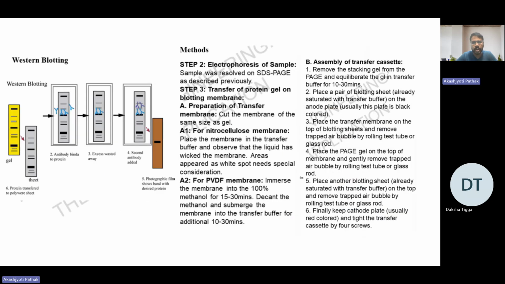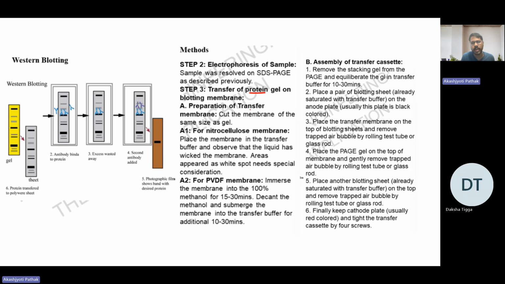Step one is sample preparation. Step two is electrophoresis. So why will you do an electrophoresis? What will it do? It will separate the different proteins in your lysate based on their molecular weight. Once you have separated the different proteins, then you will do a transfer.